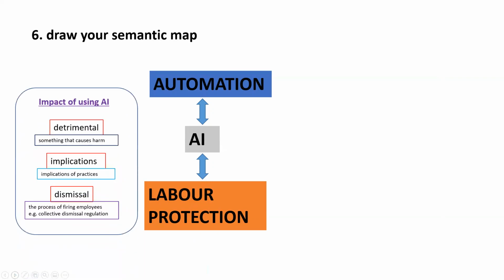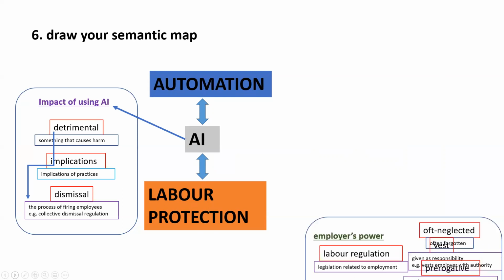And then I have this category of impact of using AI. So I connect it with the AI, well, clearly. And then inside of this category, I want to show some connections as well. So for example, that one of the impacts of the AI is the detrimental impacts of dismissing people from their jobs when AI and robots start doing something that before people used to do.